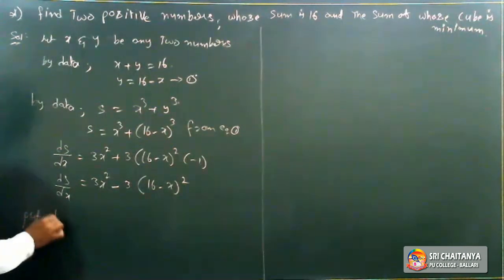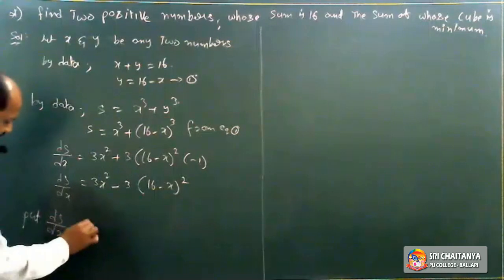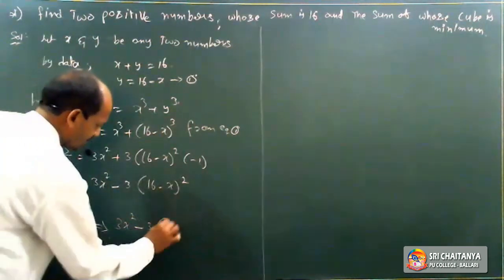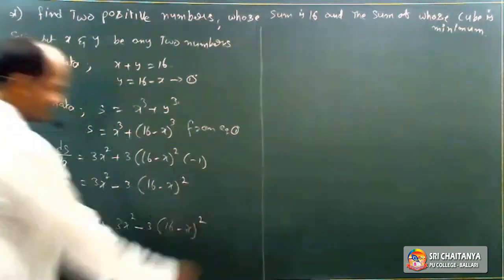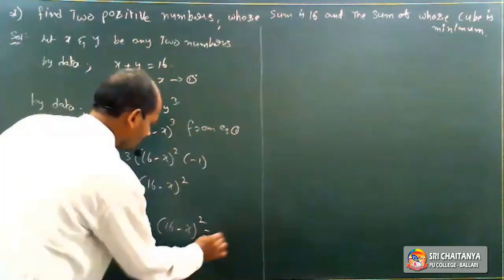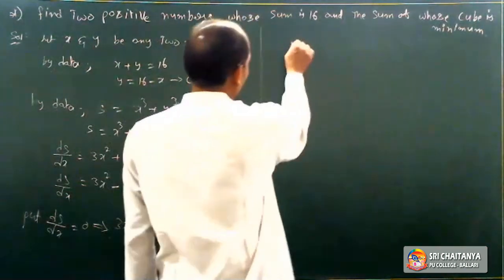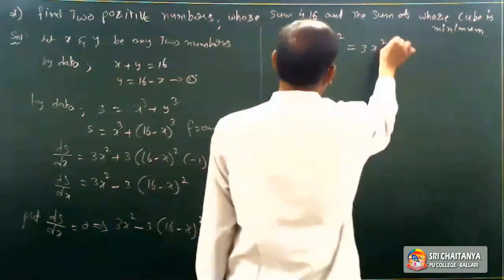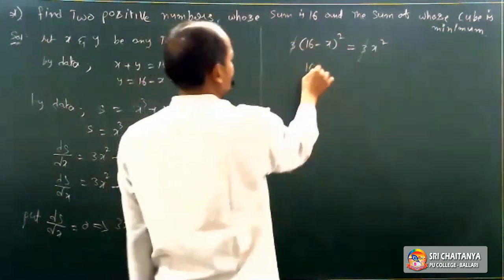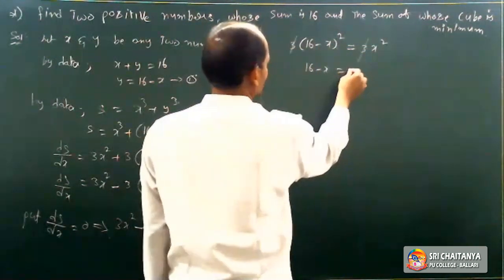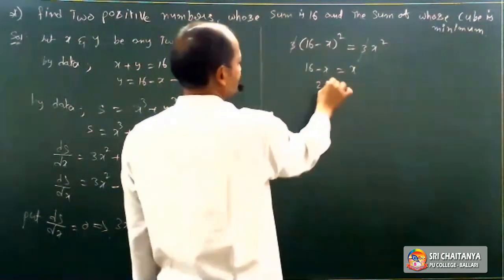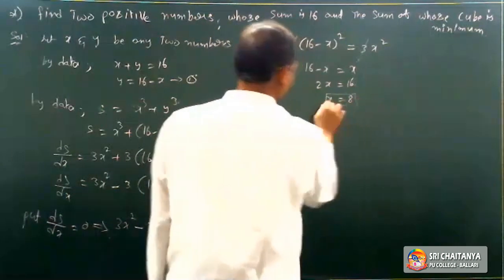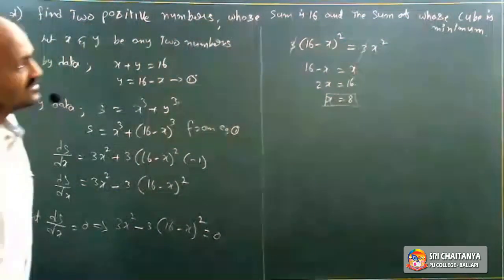Put ds by dx is equal to 0. We get 3x square minus 3 into 16 minus x whole square is equal to 0. That means 3 into 16 minus x whole square is equal to 3x square. 16 minus x is equal to x. That means 2x is equal to 16. X is equal to 8. But it is a minimum.